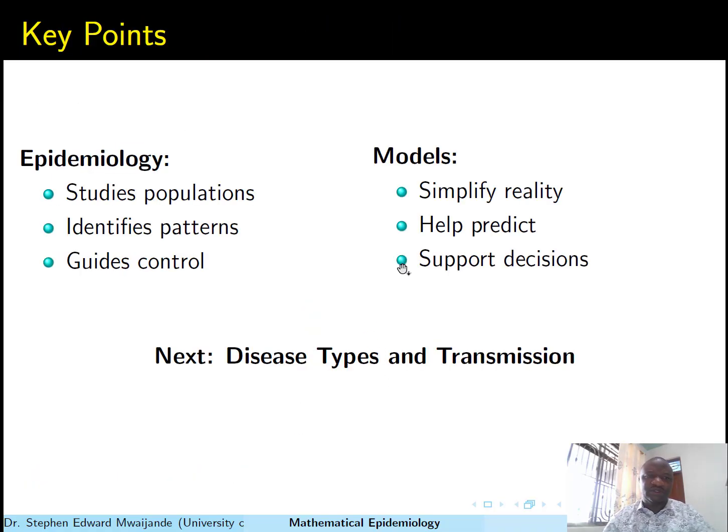The key points: epidemiology is the study of populations, identifies patterns, and guides control. Models simplify reality, help to predict, and help decision making.